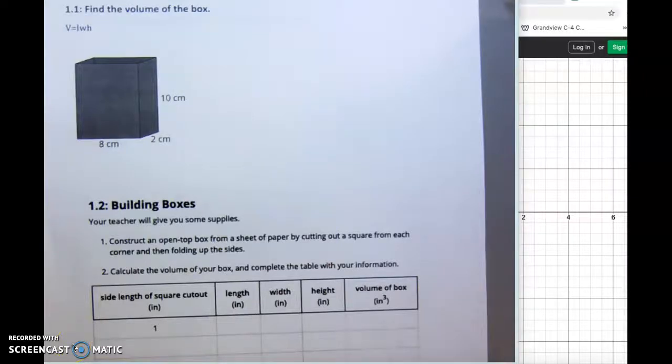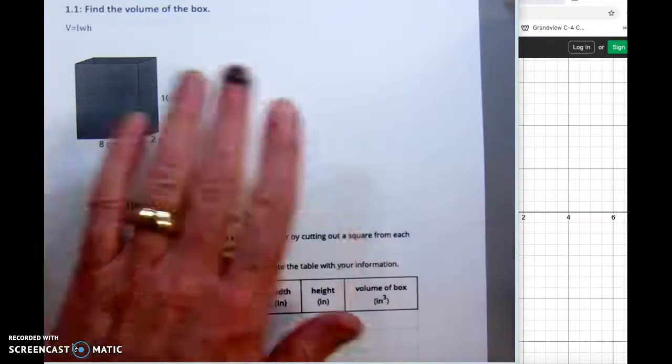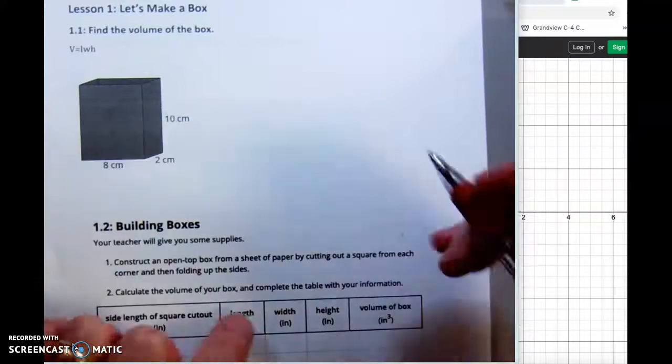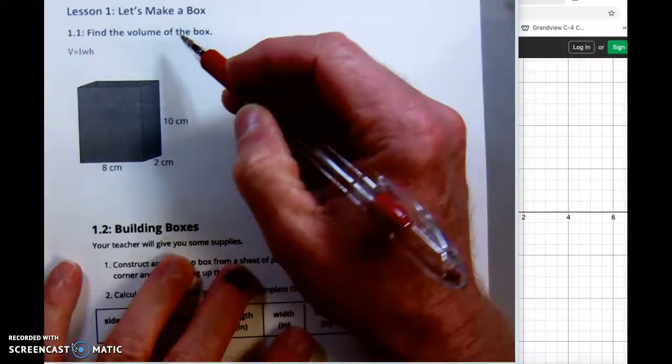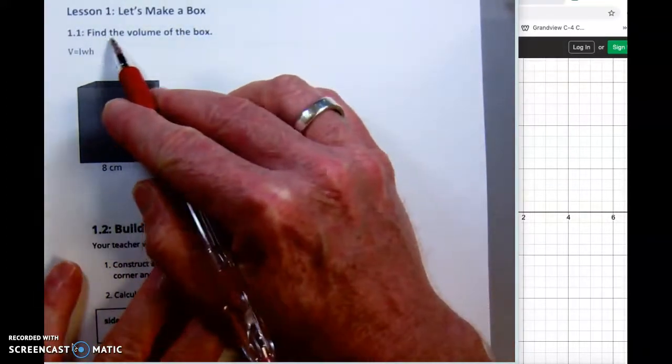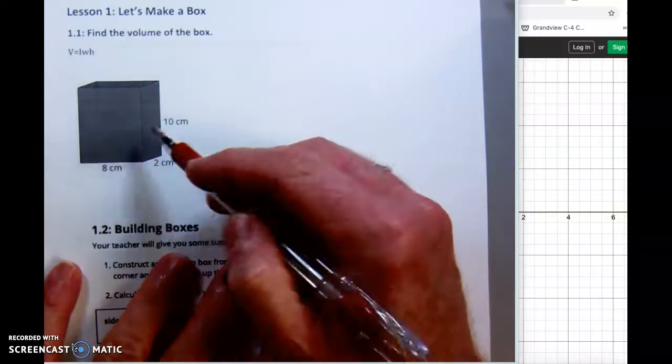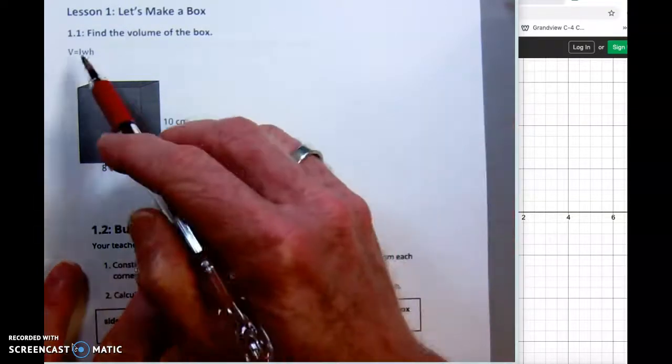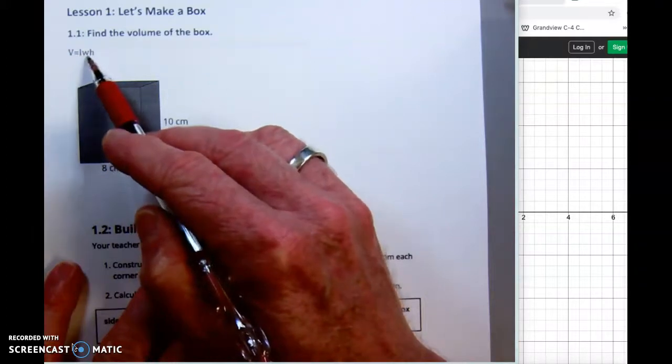All right, we're going to work on Unit 2, Lesson 1. First thing we have to do is review how to find the volume of a box, or in this case, a rectangular prism. Volume is length times width times height.